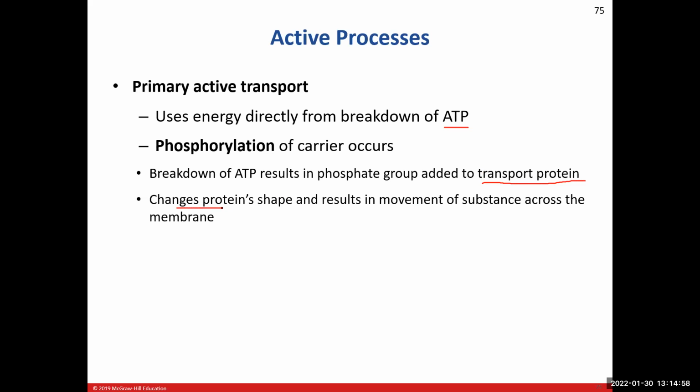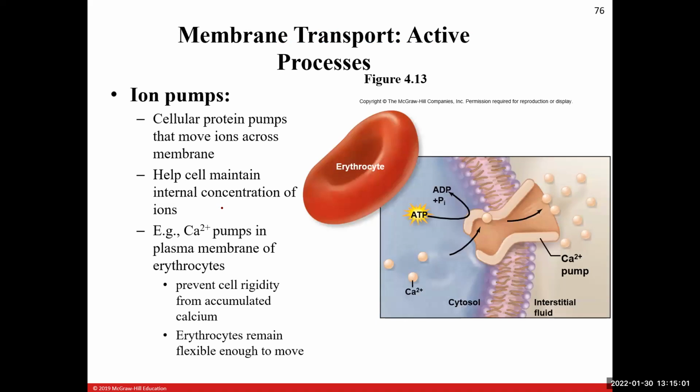So let's take a peek at that. We're looking here at the ion pumps that are located in our erythrocytes, our red blood cells. We have a calcium ion pump located in the plasma membrane of the erythrocytes, and its job is to move calcium from inside the cell to outside the cell. In doing so, it helps to prevent the erythrocyte's plasma membrane, or the overall cell itself, from becoming rigid.